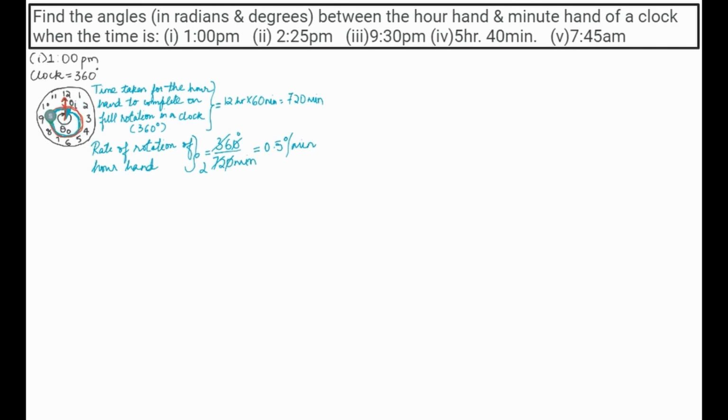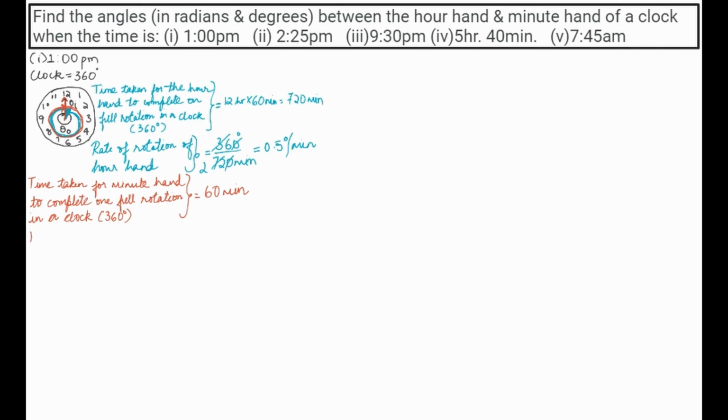So let us write that down. Time taken for the minute hand to complete one full rotation in a clock, or to complete 360 degrees in a clock. So it takes 60 minutes.